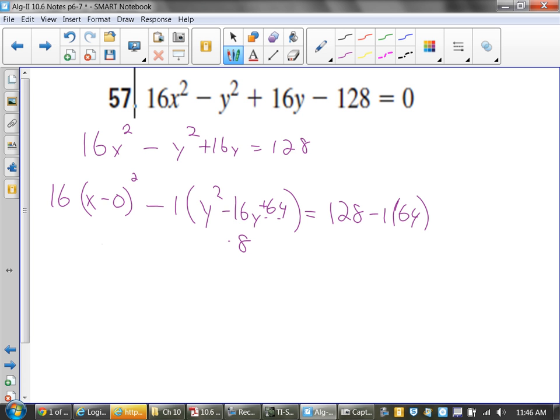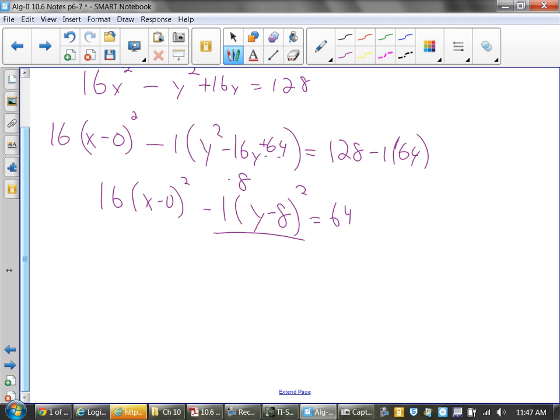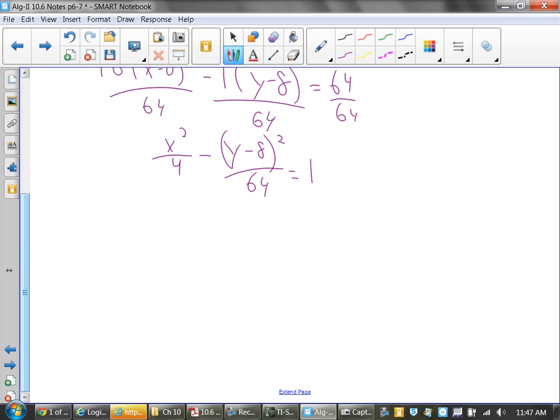So I have 16 x minus 0 quantity squared minus 1 y minus 8 quantity squared equals 64. It's going to be a hyperbola, but I'm going to divide everything out by 64. Well, x squared over, is it 4? Yeah, over 4, that's fine. Minus y minus 8 quantity squared over 64 equals 1. And then from there you can go about it. Okay?